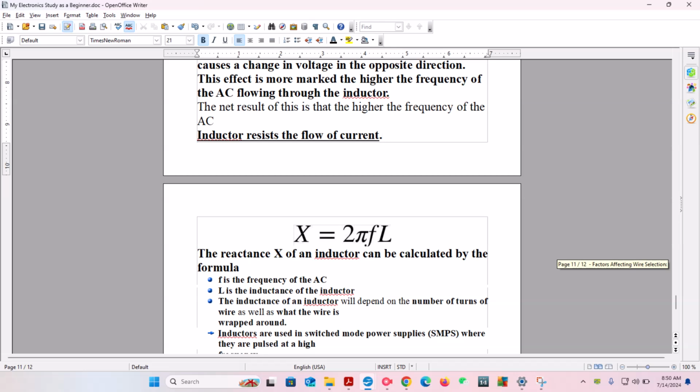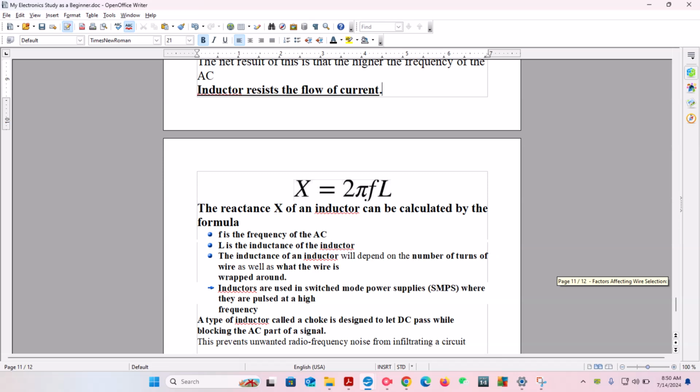So we have a formula for it. Let's say X equals 2 times pi times f times capital L. Now, that is, the reactance X of an inductor can be calculated by the formula, and these are all given. Lowercase f is the frequency of AC, capital L is the inductance of the inductor, and the inductance of the inductor will depend on how many turns of the wire there are that the wire is wrapped around.